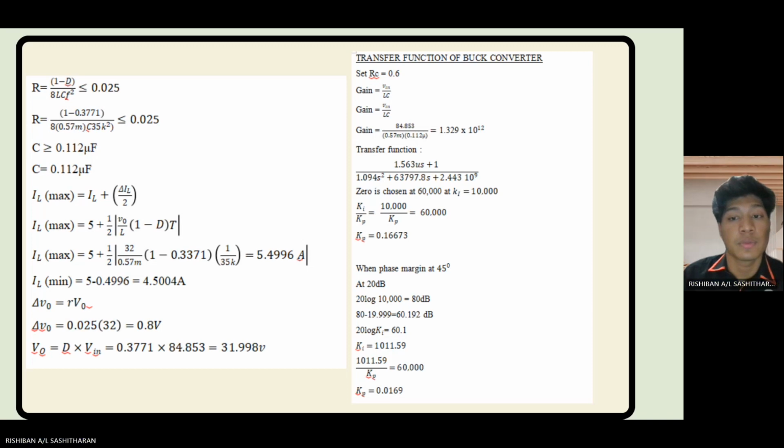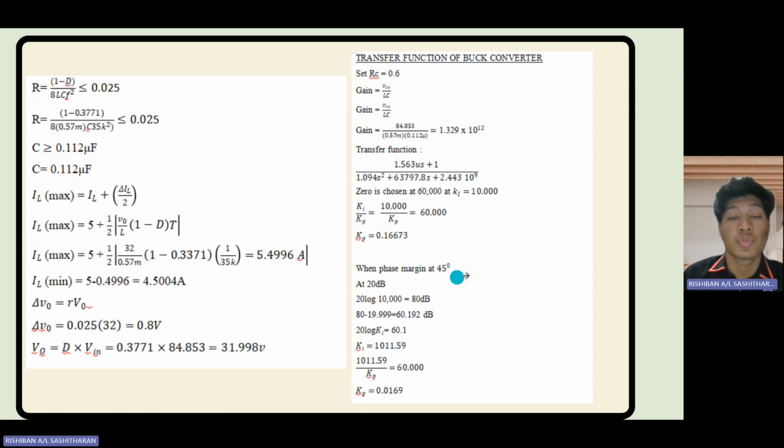At Ki, we assume the value of Ki is 10,000. Okay, if we want to get the Kp, the formula is Ki divided by Kp equals the value 60,000. So we put the value of Ki, which is 10,000, and then we get the value of Kp is equal to 0.16673.